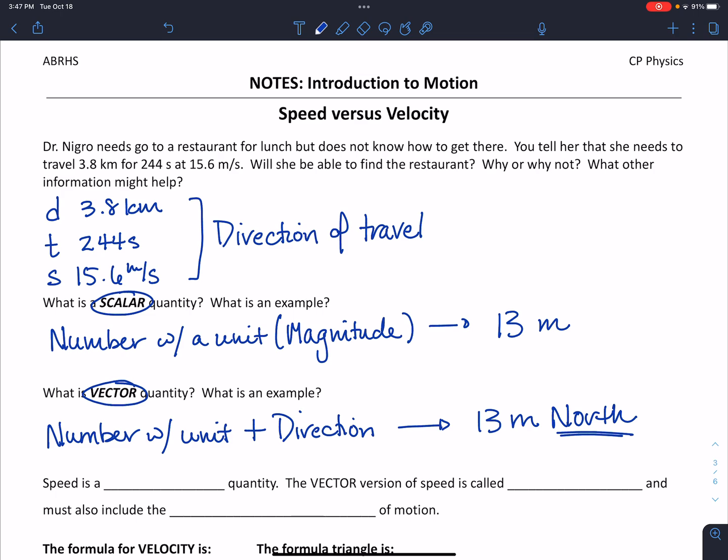All right, so speed is an example of a scalar quantity. All right, the vector version of speed is called velocity. So they're similar in that they both talk about the rate of travel, all right, but velocity must also include the direction in which that travel occurs, all right?